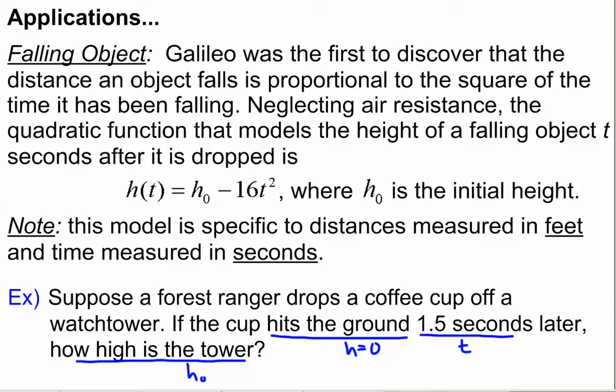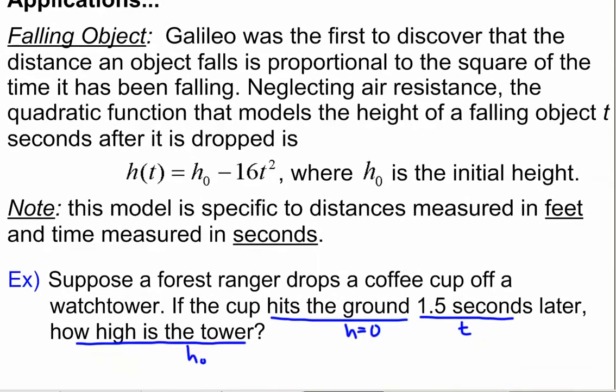It says we've got a forest ranger who's dropped a cup of coffee off his watchtower. The cup hits the ground 1.5 seconds later. We want to know how high the tower was. Well, if it's hitting the ground, then my h of t at that time is going to be 0. It's not above the ground, it's on the ground, so it's 0 feet above the ground. T, of course, is my time, and the how high, well, that's where it initially started, so that's our h sub 0.